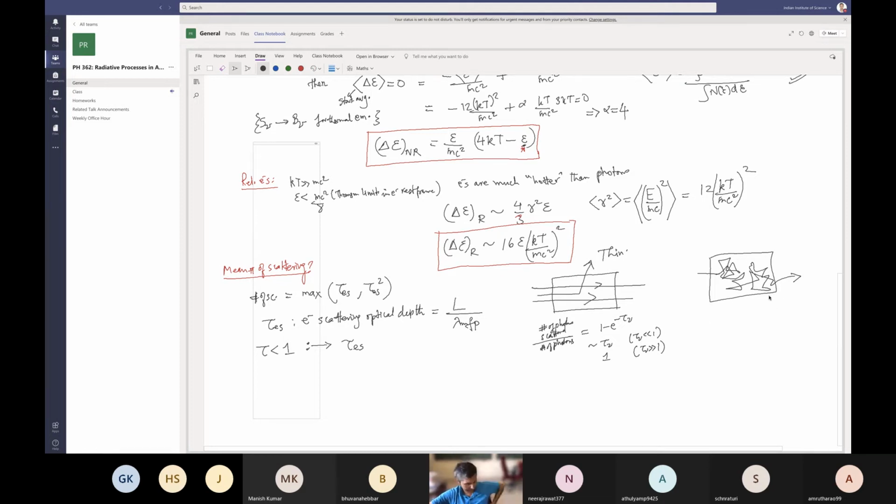In this case, we have this system size L, and you have a random walk, right? And L squared is equal to the number of scatterings times the mean free path. This is just a random walk argument, right?